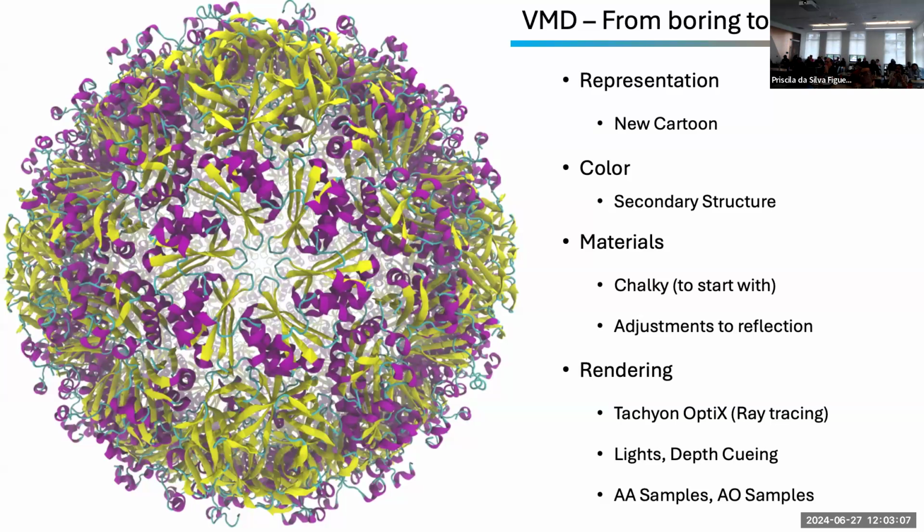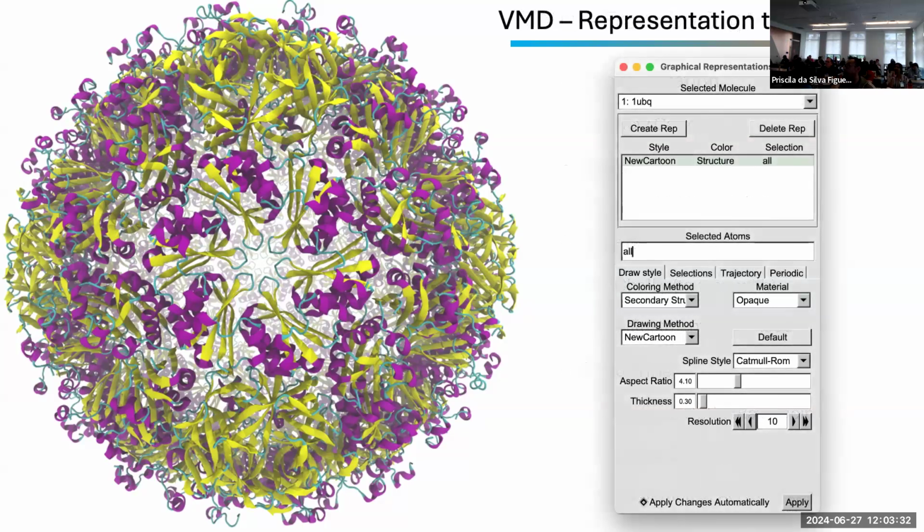Also, I tuned the lights a bit. I played around with the depth viewing. In this image, you see that it's a big structure, but it's kind of blurry in the end, kind of shadowy in the end. I also used anti-aliasing samples and ambient occlusion samples. Let me get into a bit more detail.